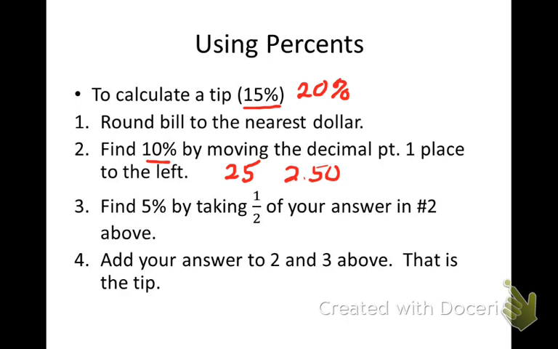Well, what is 5% in relation to 10? It's half, so you're going to take half of this answer. So what's half of $2.50? In this case, it'd be $1.25. And then you're going to add these two together in step 4, and you get $3.75. So those are the steps you're going to do. Round to the nearest dollar, take 10%, take half of that, add those two together to get the tip. And I want everybody to do it this way so we'll all get the same answer.